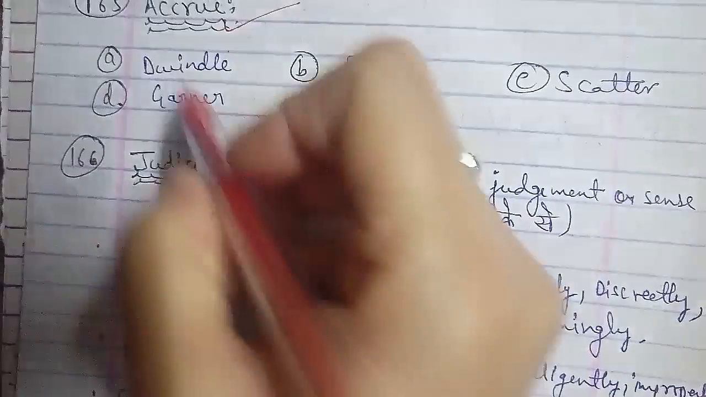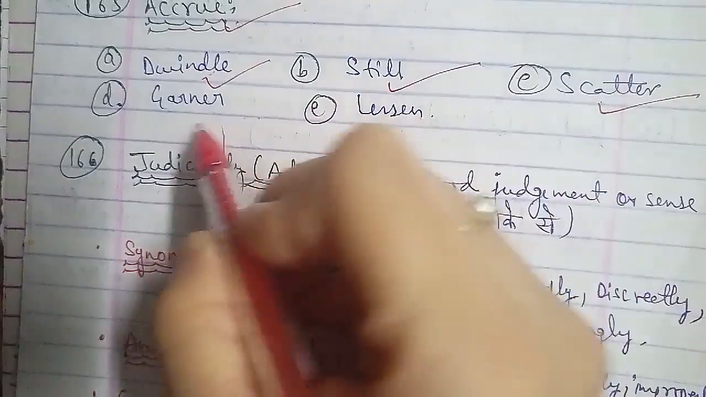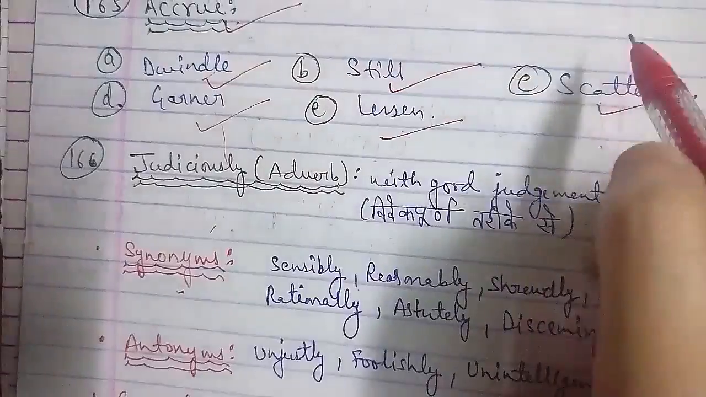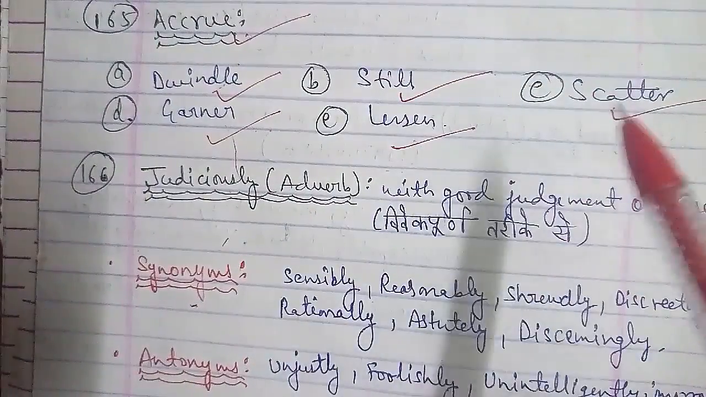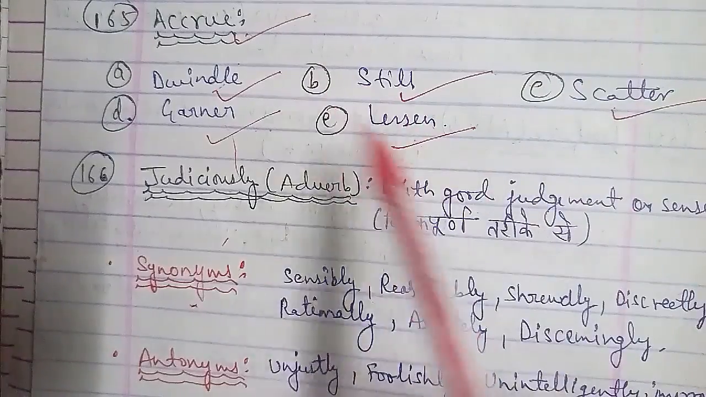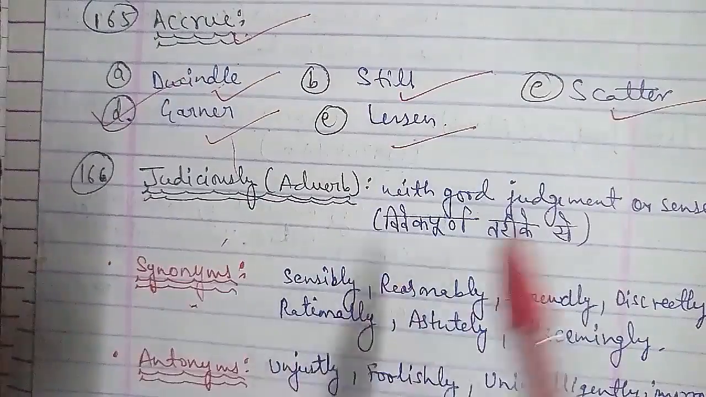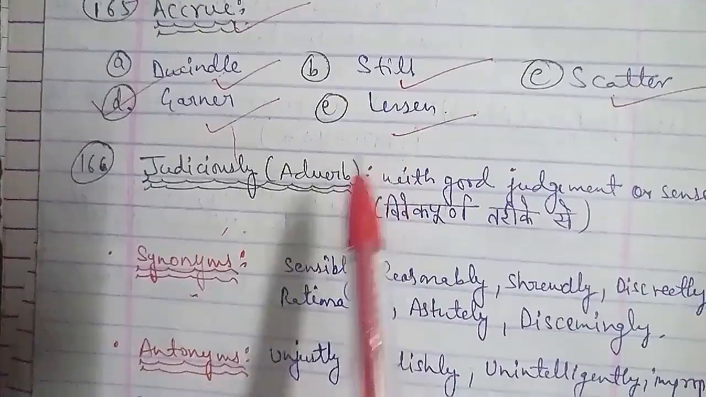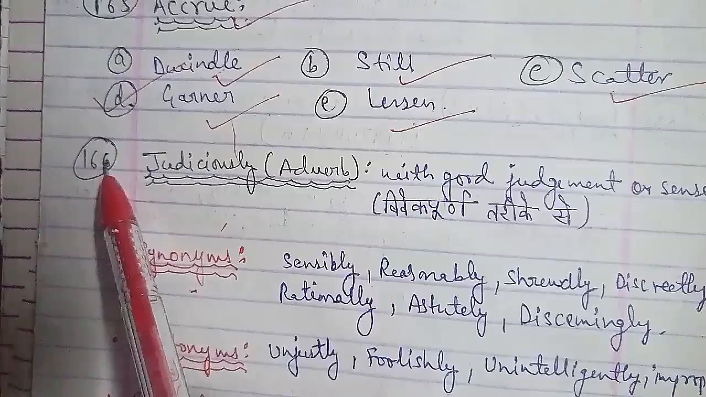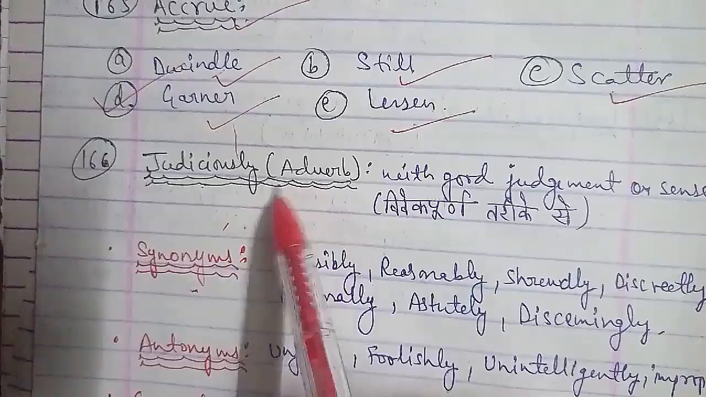Now the next word we have is the 166th word, that is judiciously. Judiciously is a word that is used as an adverb, and the meaning of judiciously is with good judgment or sense. With good judgment or sense, in Hindi that is विवेकपूर्ण तरीके से. The synonyms of judiciously are sensibly, reasonably, shrewdly, discreetly, rationally, astutely, and discerningly.